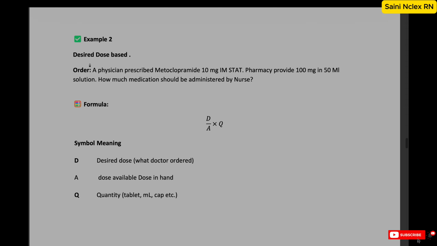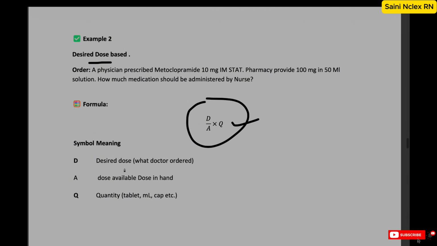Our second formula is the desired dose based formula. This formula is pretty simple and straightforward. The formula is D divided by A multiplied by Q, where D stands for desired dose, A stands for available dose, whatever we have in our hand, and Q stands for quantity. It could be in tablet form, milliliter form or capsule form. So let's practice a question by using this formula.